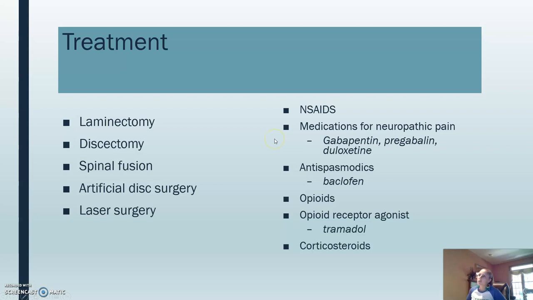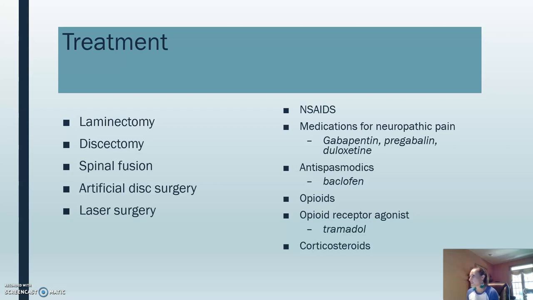So treatment could include a laminectomy or discectomy, where we're removing the lamina or the disc. We may even put an artificial disc in. May do a spinal fusion, where we're just fusing the bones, which of course then means you don't have the mobility, but it takes care of the pain. May also do a laser surgery where we vaporize part of that disc. We may also treat with NSAIDs.